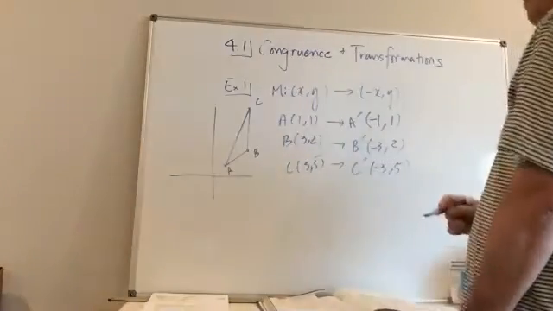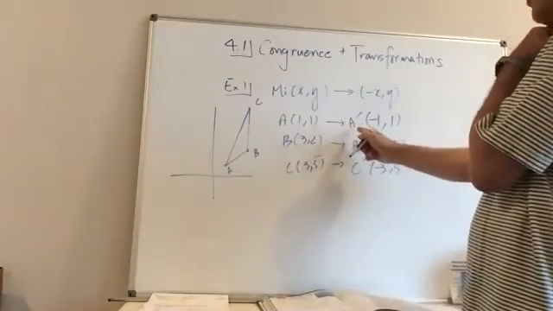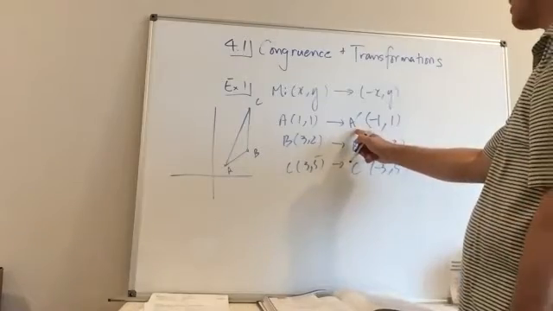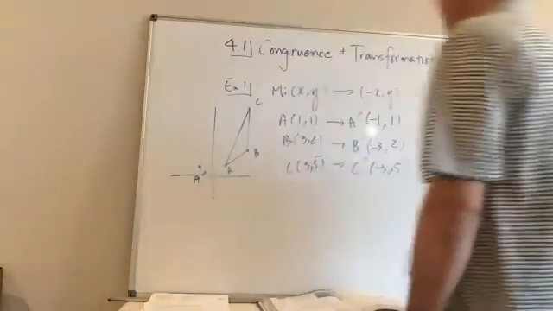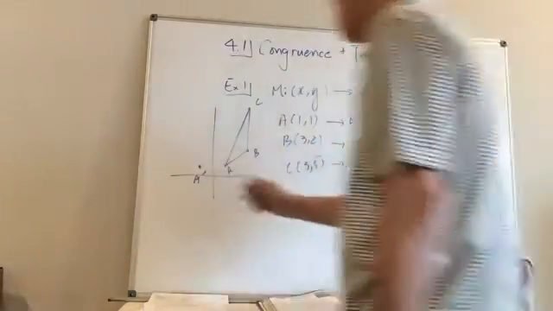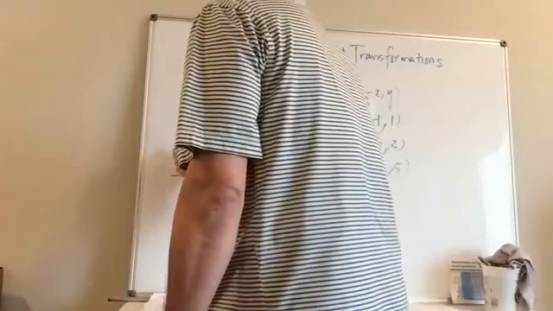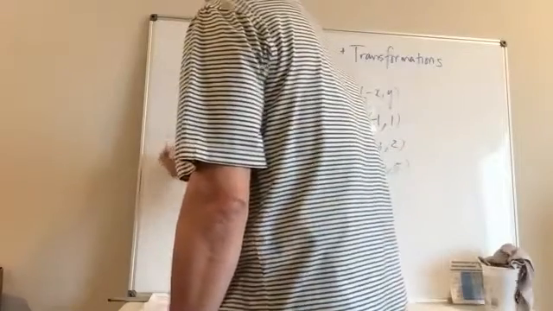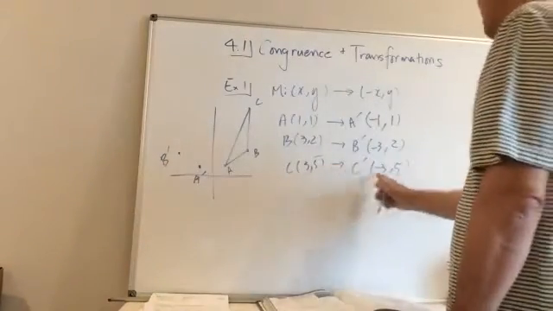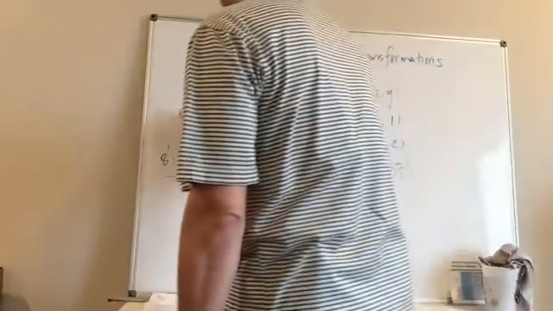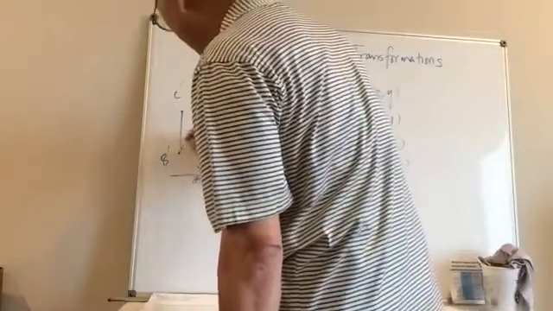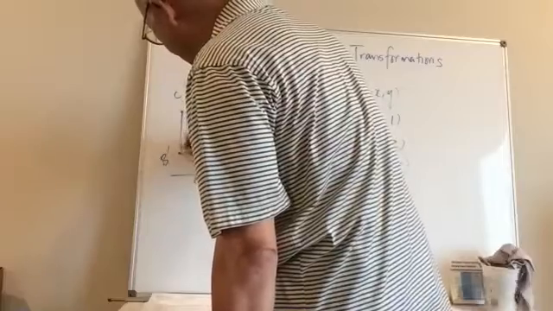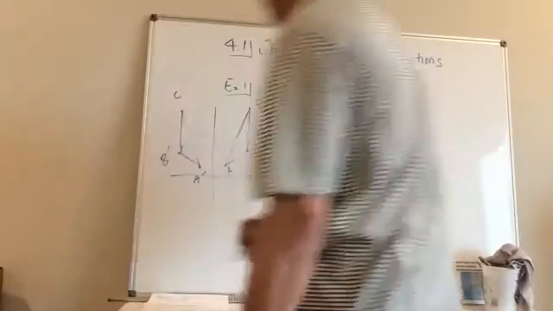Okay, so let's go ahead and plot the new transformation. After the transformation, A prime is negative 1 and 1, so this guy is A prime. B prime is negative 3 and 2, so this will be B prime. C prime is negative 3 and 5, so this will be C prime. So if I connect the dots together, you're going to get a triangle that looks like this.